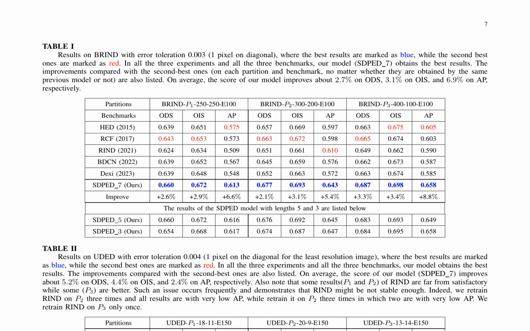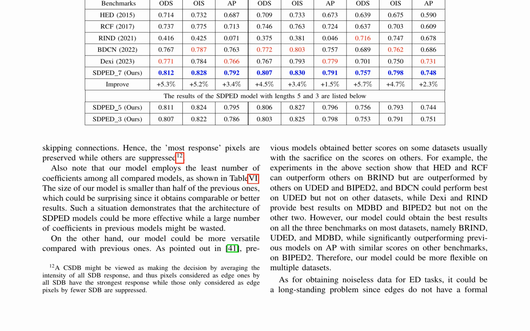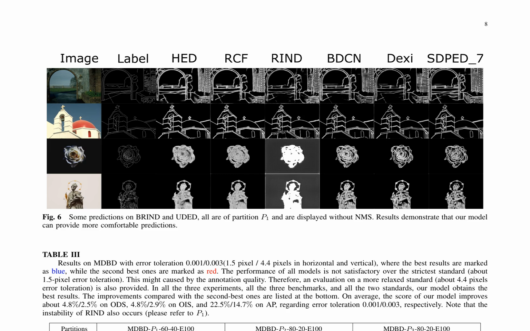The research paper discusses the SDPED7 model, which demonstrates significant improvements in edge detection tasks across various benchmarks. On BSDS, the model achieves the best results in all 3 experiments and benchmarks, with an average improvement of 2.7% on ODS, 3.1% on OIS, and 6.9% on AP. The SDPED model also outperforms others on UDED and MDBD, showcasing its versatility and effectiveness.